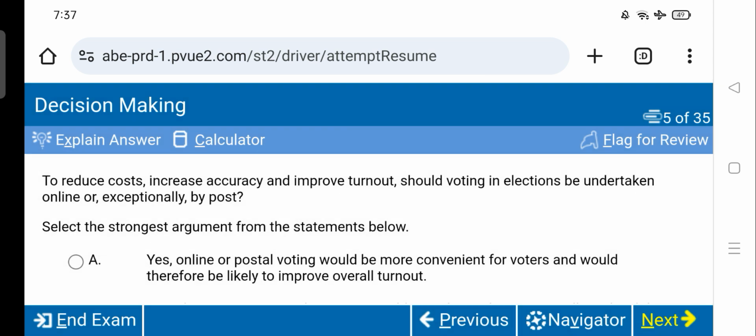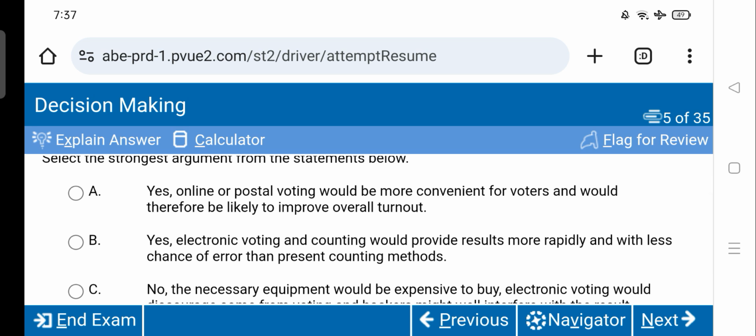To reduce costs, increase accuracy, and improve turnout, should voting in elections be undertaken online or exclusively by post? Select the strongest argument from the statements below. Option A. Yes, online or postal voting would be more convenient for voters and would therefore be likely to improve overall turnout.